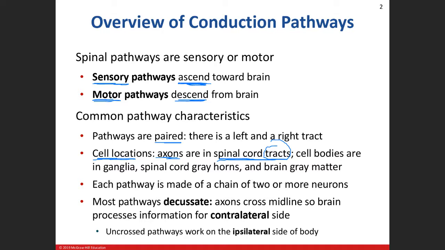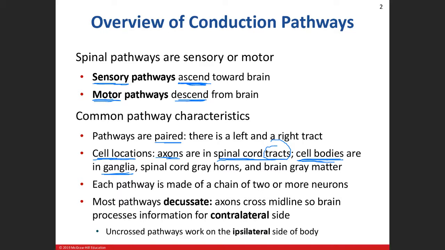Now, that's only one part of the cell. You can't forget the cell bodies, the dendrites. The cell bodies are in the ganglia. A cluster of cell bodies in the peripheral nervous system is called a ganglion. A cluster of cell bodies in the central nervous system is called a nucleus. All right, so that's ganglia.